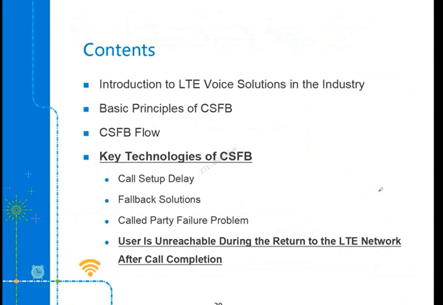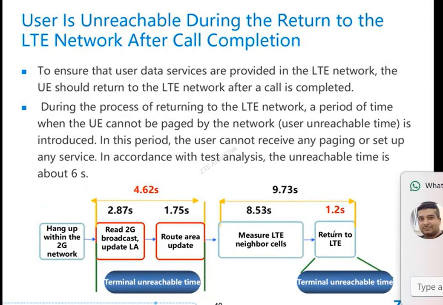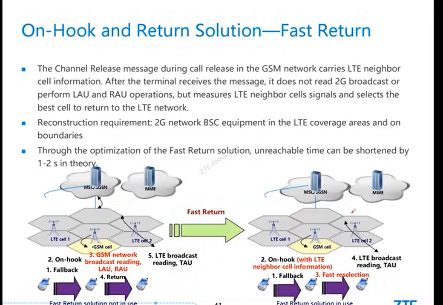Okay, the last technology addresses the user being unreachable during the return to the LTE network after call completion. The problem is that after hanging up within the 2G network, the UE has to read the 2G broadcast, update the LA and routing area, and measure the LTE neighbor cells, and then return to LTE. This procedure takes a long time, so it will affect the user experience. So how to do it? We are using the one hook and return solution, faster return.